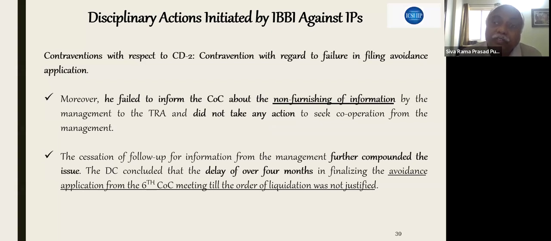Moreover, he failed to inform the COC about the non-furnishing of information by the management to the TRE and did not take any action to seek cooperation from the management. This cessation of following up for the information from the management further compounded the issue. The DC concluded the delay of over 4 months in finalizing the avoidance transaction, from the 6th COC meeting till the order of liquidation, was not justified.